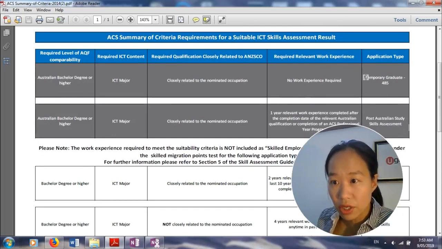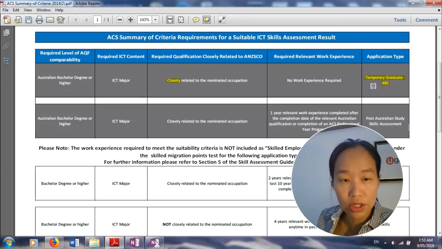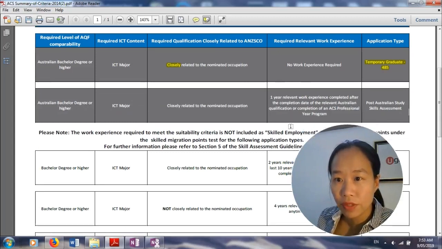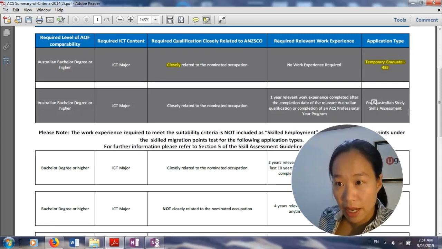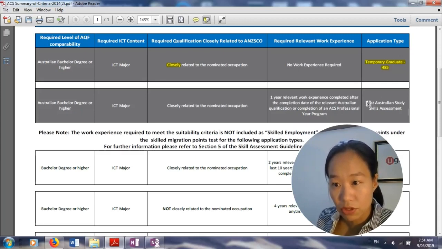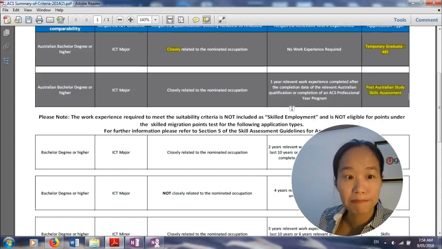We are now focusing on the post-study skill assessment, or skill assessment. We're not focusing on the 482 or 405, because that is the temporary graduate one, which means they actually studied in Australia. So if you obtain an Australian bachelor degree, then you need 1 year of work experience in order to do the skill assessment. Which means after 1 year of work experience, you can apply for the skill assessment. You can't apply as a fresh graduate under the skill assessment. So it's the general points system skill assessment, all right?